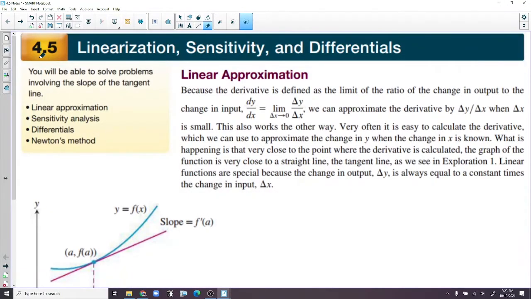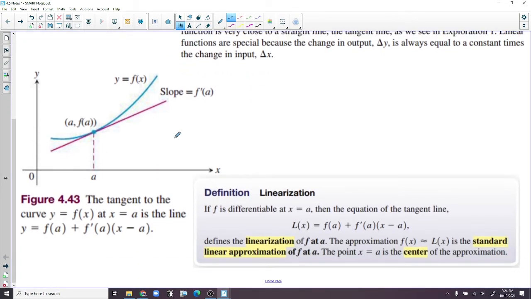This is section 4.5, and this is on linearization, and we'll talk about differentials as well. We are going to approximate a curve by using a line. And in this box right here, linearization, it has this equation of the tangent line. And that's really all it is.